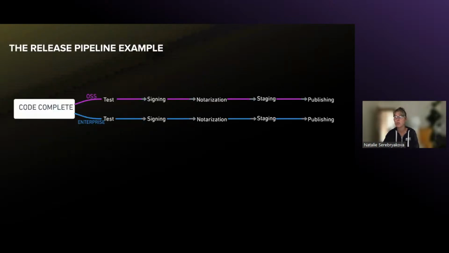And today we're going to look into a release pipeline example. So on this slide, I have a quick example of the pipeline. Here, after code completion, the pipeline divides in two parallel ones where we are releasing, for example, open source software and enterprise. It has different stages like test, signing, authorization, staging, and publishing.